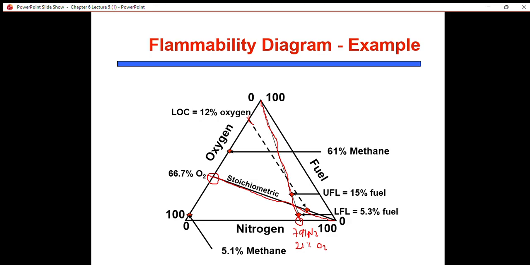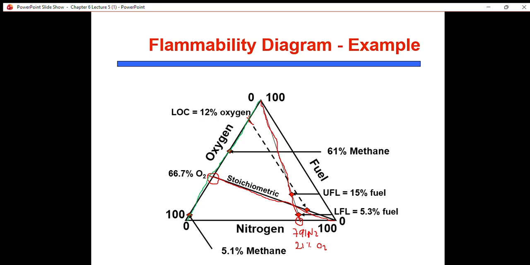Now we have the upper and lower flammability limits in oxygen, and the upper and lower flammability limits in air as well. If I'm talking about oxygen, this means I'm looking at this point. I'm going to draw it now in green. Once I refer to the upper and lower flammability limits of methane in oxygen, it has to be somewhere on this line.